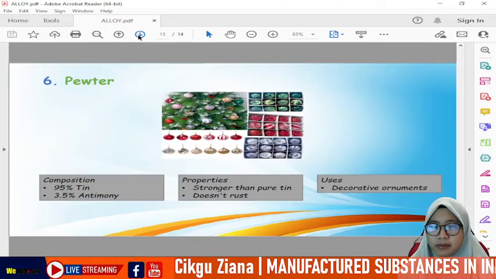For pewter, the composition is 95% of tin and 3.5% of antimony. The properties are stronger than pure tin and doesn't rust.